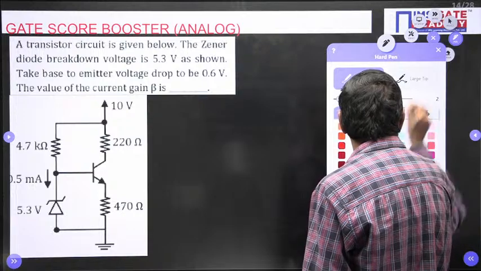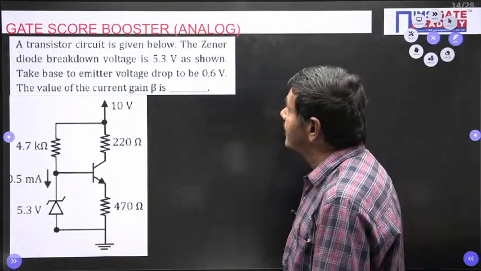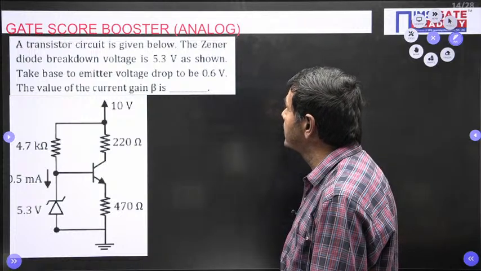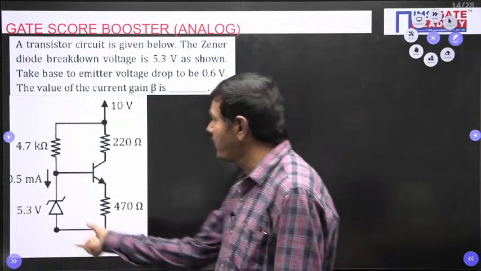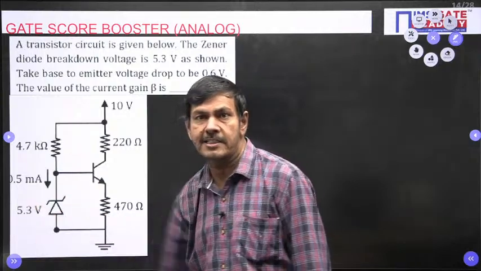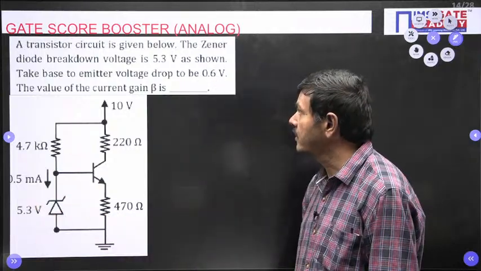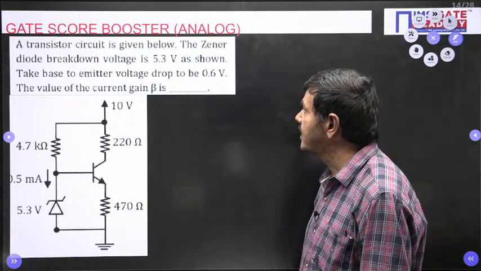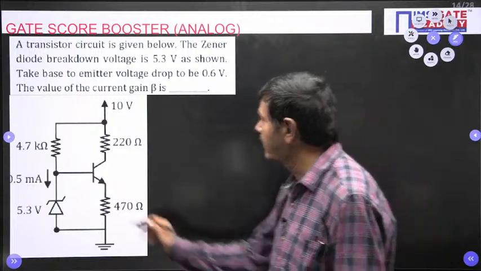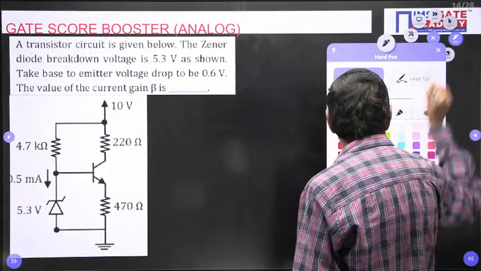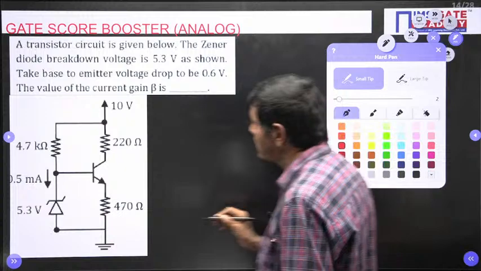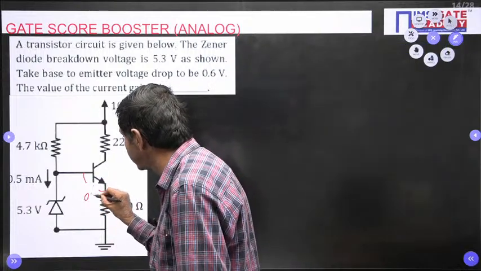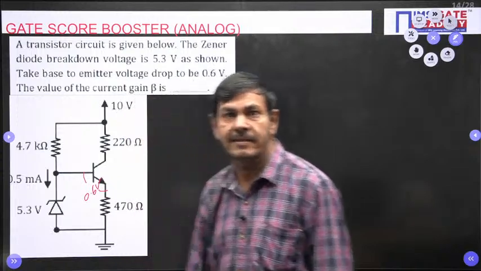But what is given in the problem, you check it. A transistor circuit is given below. The Zener diode breakdown is 5.3 voltage. That means a drop across the Zener is a 5.3 voltage is given directly, as shown in the figure. Take base to emitter voltage drop to be 0.6 voltage is given. That means the drop across this transistor is given 0.6 volts. It is not given 0.7. This voltage is given 0.6 voltage only.